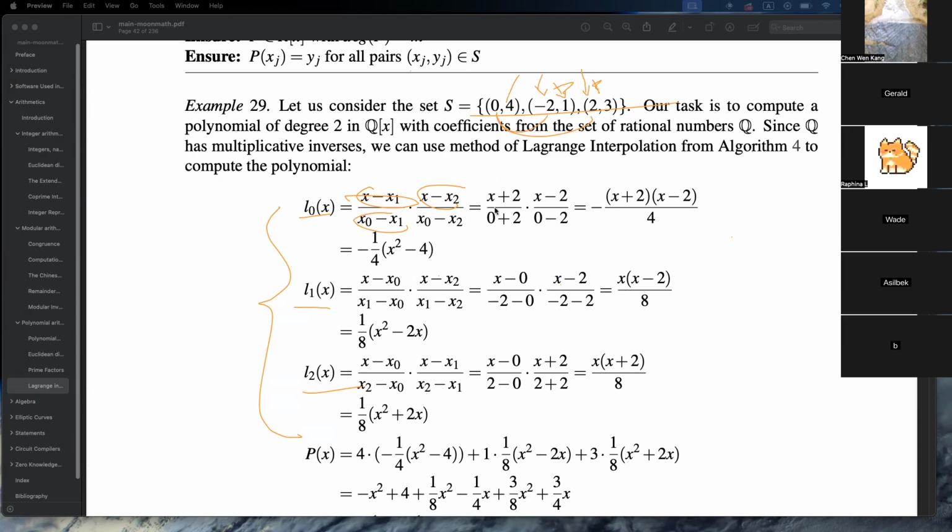So for the second one it's the same, but instead of from x0, it's going to be x minus x0 instead, and x1 minus x0, x1 minus x2, and this is the same, right? So after you do this calculation, you essentially get a polynomial for each of them. You get one polynomial for L0, L1, and L2, which you then combine in the end by doing Px equals 4 times L0 x.